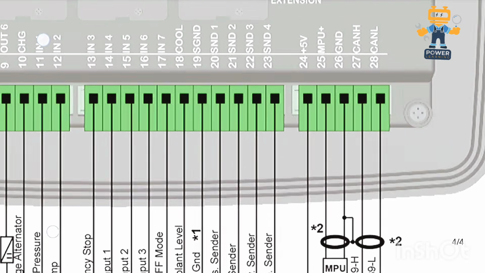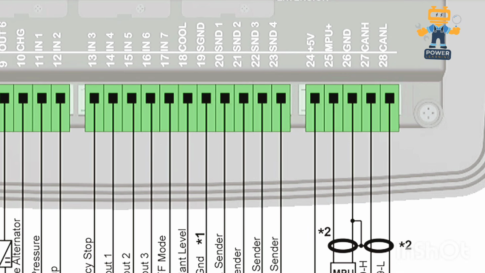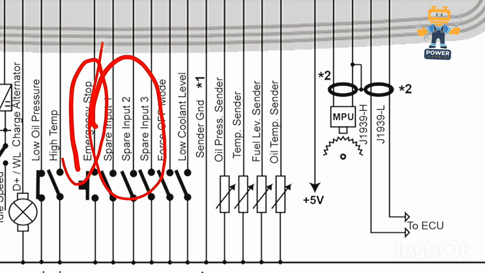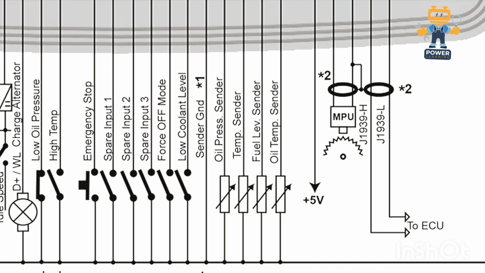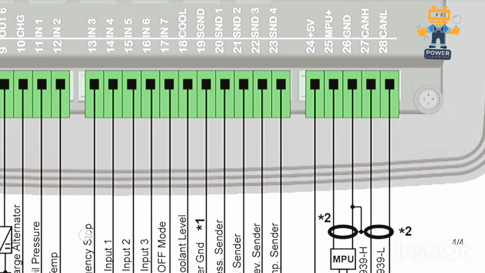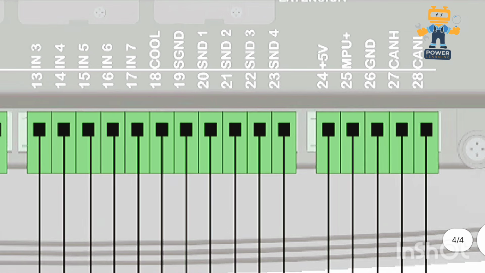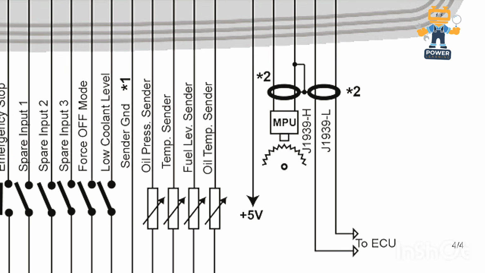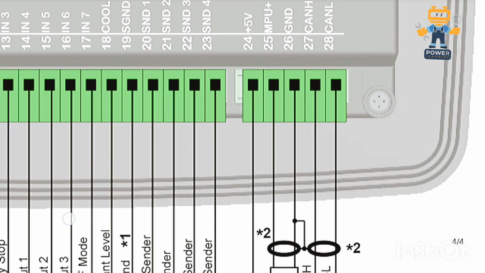After that, we have here 13 in, 14 in, 15 in, 16 in and 17 in. So these all are digital inputs. Digital inputs. So in digital inputs you will connect emergency stop, and all these are spare. If you have any other things you can connect it here. Okay. Low coolant level. So low coolant level switch will be connected on number 18. And number 19, sender ground. Sender ground means the common ground of the oil pressure sender and temperature sender. You will connect this wire on number 19.